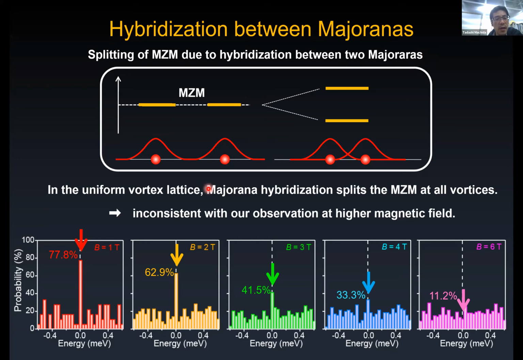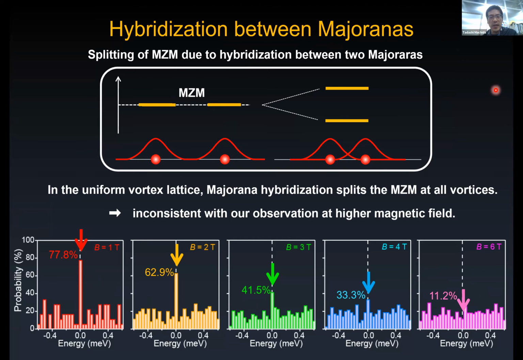According to recent theories, in the uniform vortex lattice, the Majorana hybridization splits the Majorana zero mode at all of the vortex cores. In such a situation, no vortex core shows the zero energy peak. However, this is inconsistent with our experimental observations, showing that a finite fraction of the vortices shows the zero energy peak even at higher magnetic field, shown here. So therefore, to explain these experimental observations, we need another factor in addition to the hybridization between the Majorana quasi-particles.